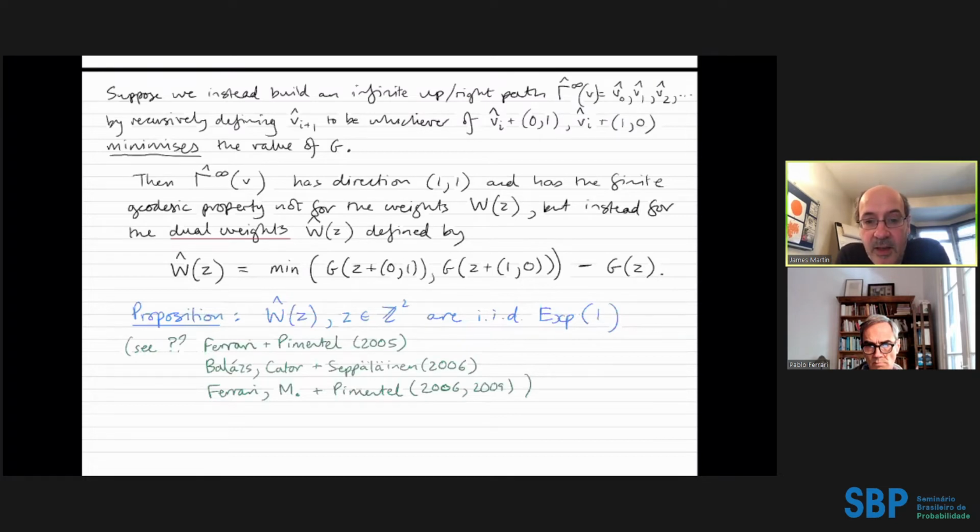closely related property. I wonder if I've written this right. Yeah, okay. So we've got a set of recurrences for this path going in the other direction. And so the G along this path is going up and to the right. The values of G are increasing. And these weights W hat of Z are again the differences as you move along this path.